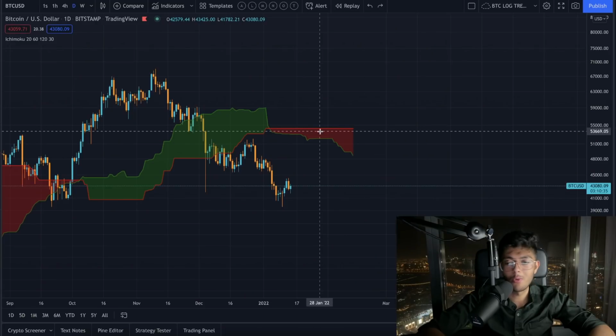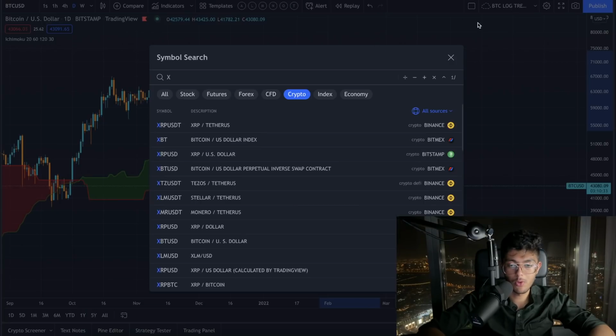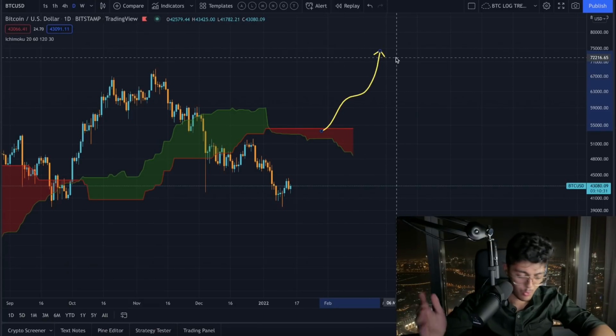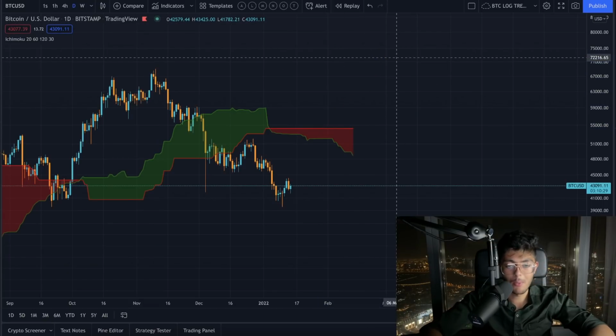The reason that this Ichimoku cloud could be so powerful in a situation like this is it's telling us that right now there is a window of opportunity where, yes, there is some resistance up ahead, but it's not very strong. So Bitcoin can potentially get a breakout. And obviously, if we do, we would be looking at a potentially huge explosive rally, potentially taking us to 70,000, 80,000, doesn't really matter.